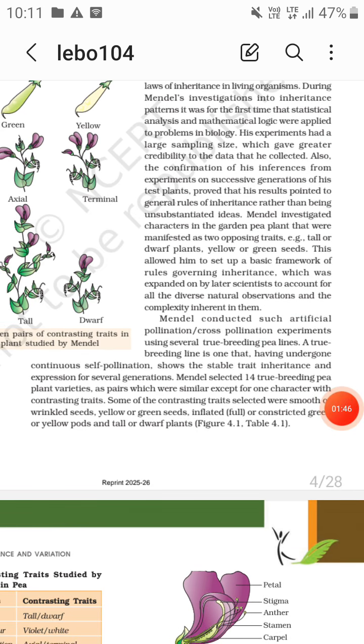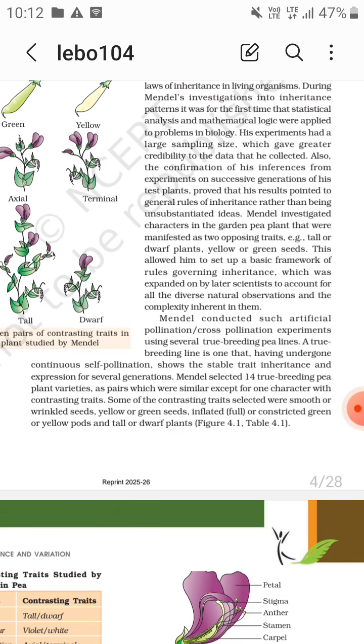So Mendel selected 14 true breeding pea plant varieties. What is a true breeding line? A true breeding line is one that, having undergone continuous self-pollination, shows the stable trait. If it continues going through self-pollination, of course it will show the stable trait inheritance and expression for several generations. If it is stable, then it will express for several generations. So this is a true breeding line.